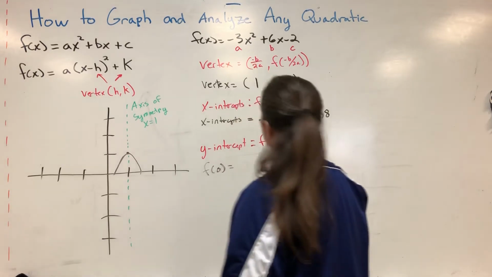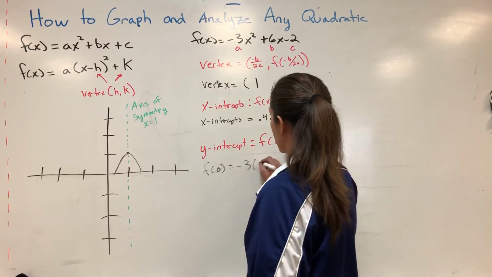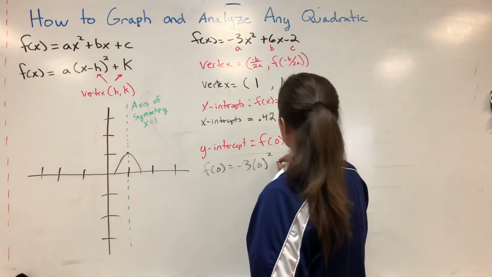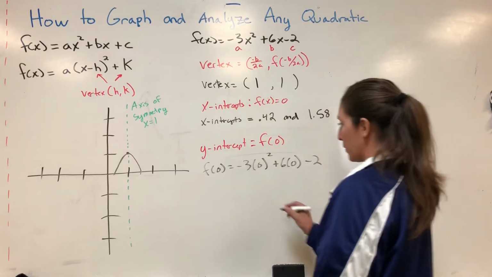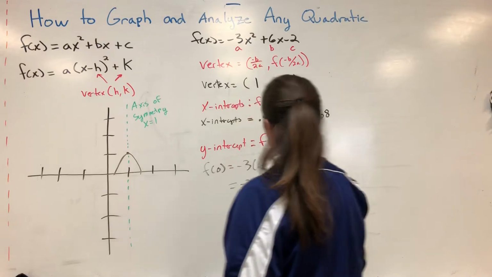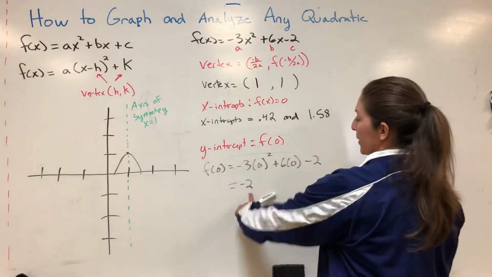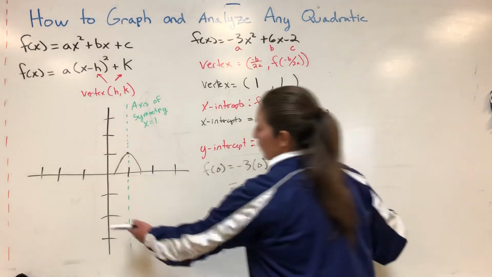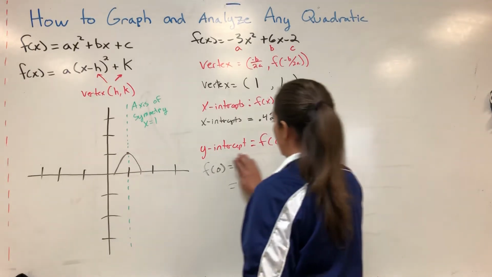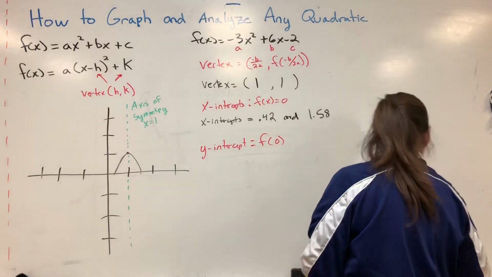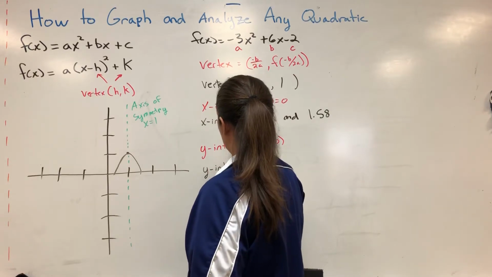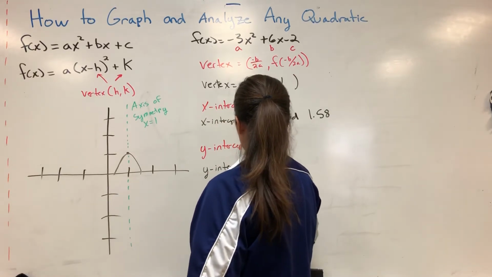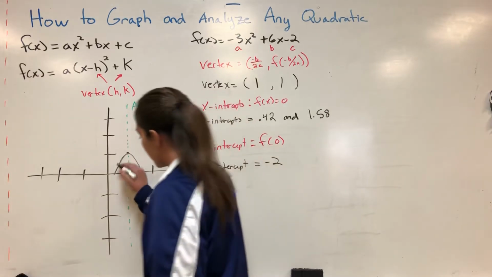f of 0 will be equal to negative 3 times 0. We're going to see all the 0 pieces are just going to disappear. Plus 6 times 0 minus 2. So f of 0 is equal to negative 2. So our y-intercept is at negative 2, or y equals negative 2. So negative 2 for us is here.